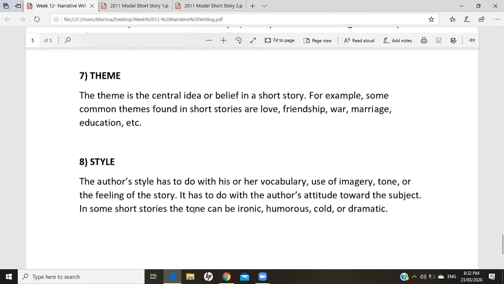In some short stories, the tone can be ironic, humorous, cold, or dramatic. So sometimes the characters could use a little irony, where something turns out differently than expected. Or maybe the characters could be humorous, so some of the phrases and the words that you put in your story could be funny. Or even depending on what the subject is that you're describing, some of your style of writing could be a very cold one.